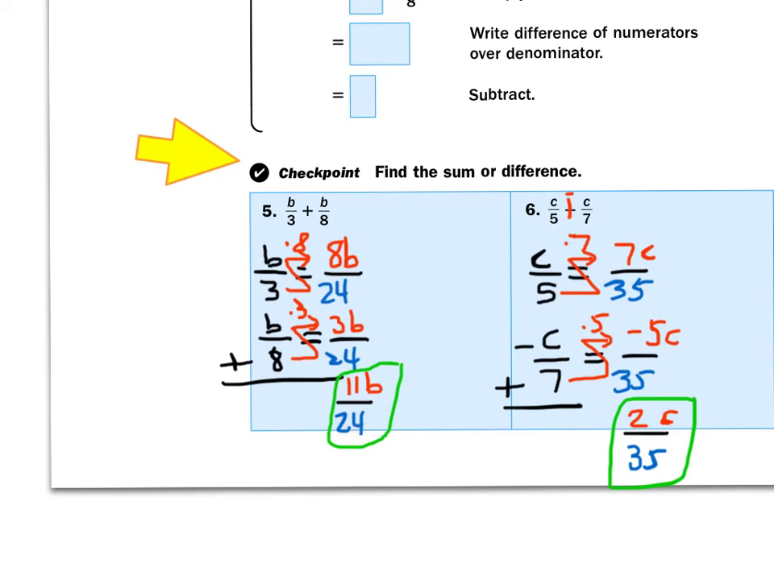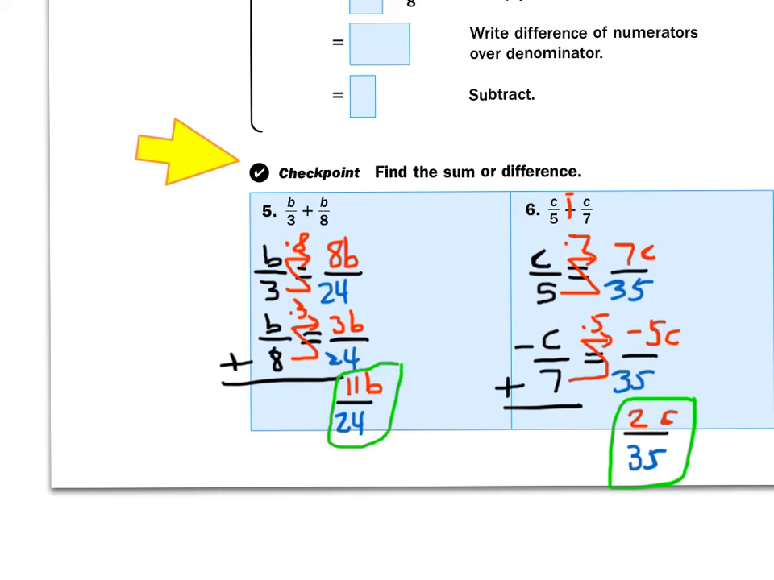And then I grab my red pen and start at the 3. 3 goes into 24 8 times. Bring that upstairs. b times 8 would just be 8b in algebra. Start at the 8. 8 goes into 24 3 times. Bring that upstairs. b times 3 is just 3b in algebra. And then I just add the numerators. 8b plus 3b makes a total of 11b over 24. And I can't reduce, so I box my answer.